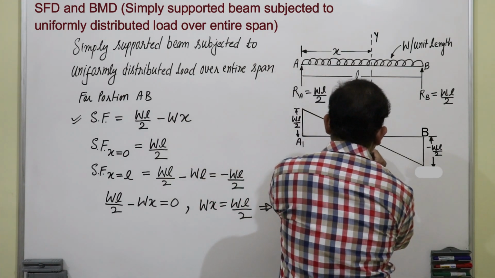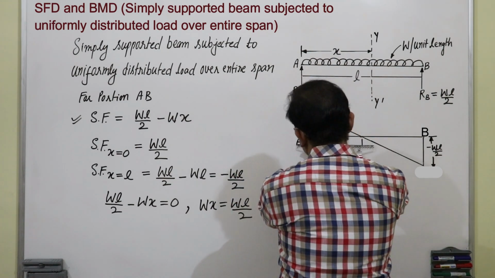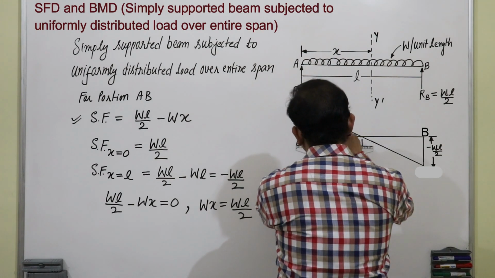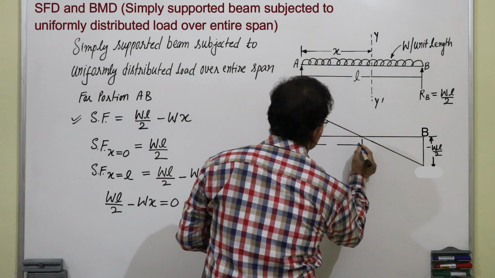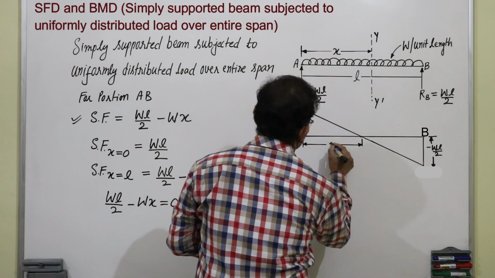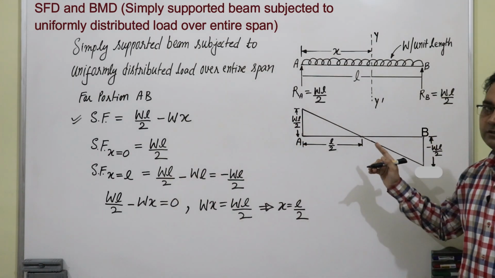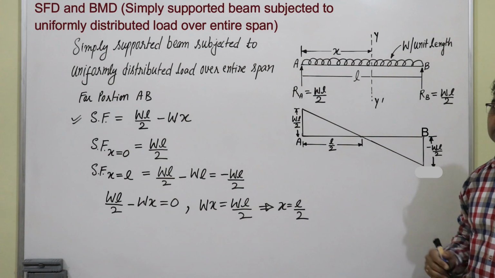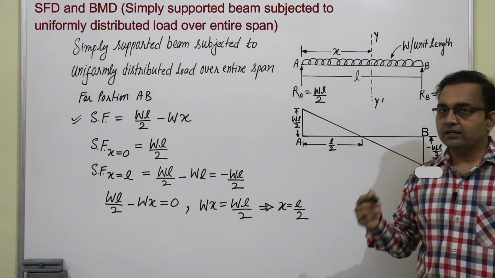This is L by 2. At L by 2, shear force is 0. After that, we will write the equation for the bending moment.